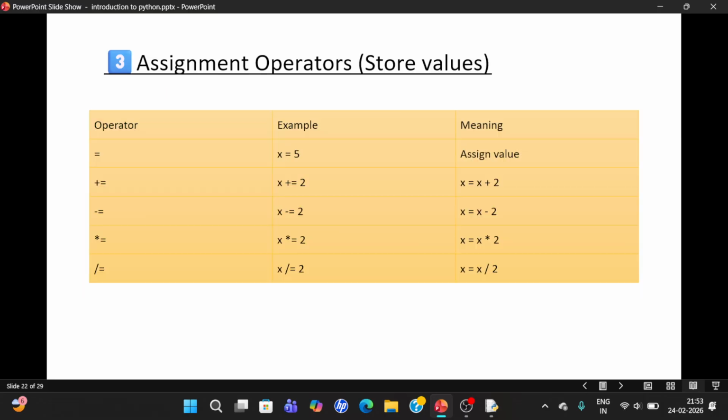Next, assignment operators. Assignment operators assign or update the values of variables. Here we can see equals to, for example x equals 5, which assigns the value. Plus equals: x plus equals 2, here x equals x plus 2. Minus equals: x minus equals 2, here x equals x minus 2. Like this, assignment operators assign values to the variable. Let's see the examples one by one.